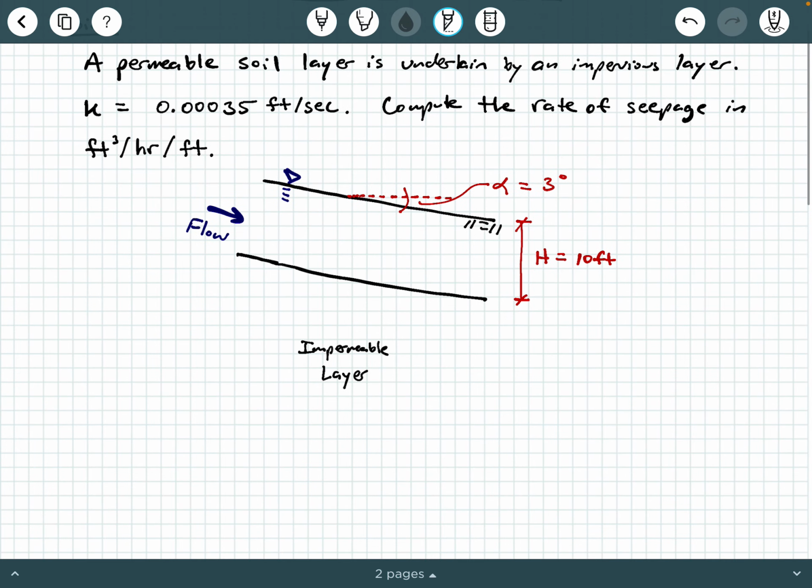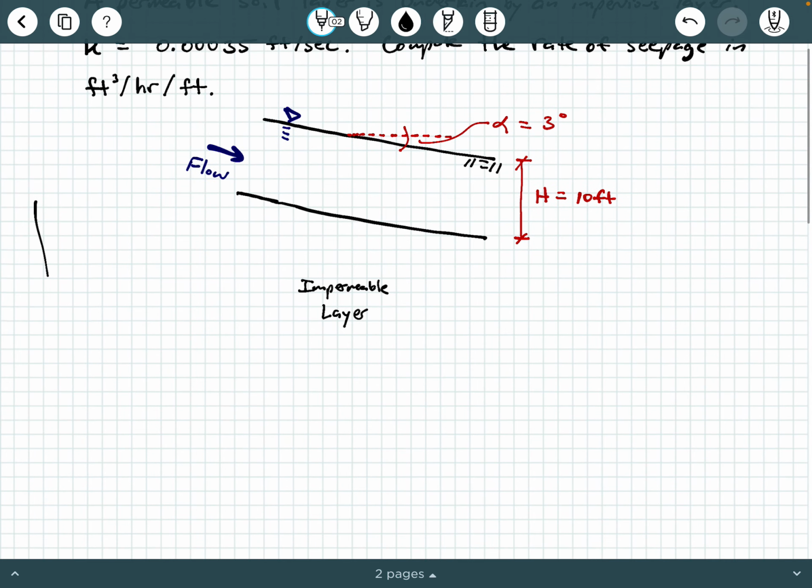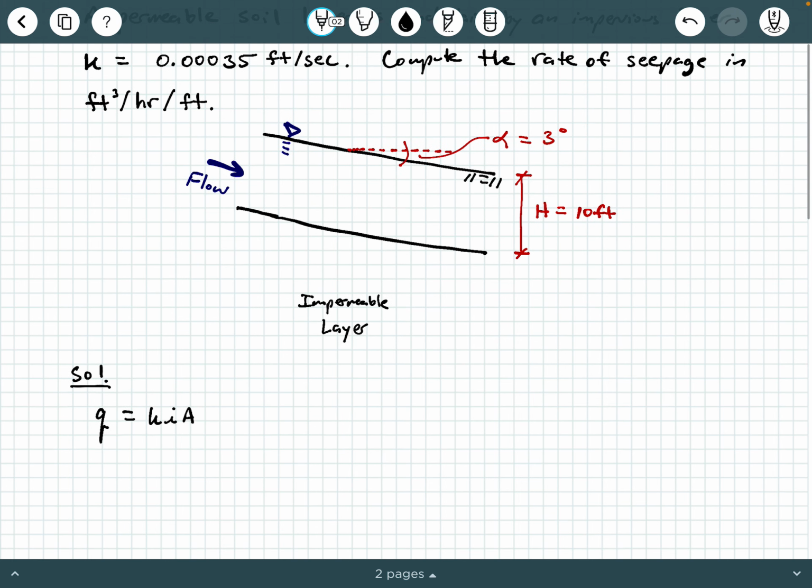When we are being asked to compute the rate of seepage, if I write solution here, what we are looking for is going to be Q equals KIA, all right? It's that simple. So this is a direct application of Darcy's law. Now, do we have K? Absolutely. This K value that is in Darcy's equation is our 0.00035 feet per second. So if I wanted to check this off, I can put a little check mark there for K.